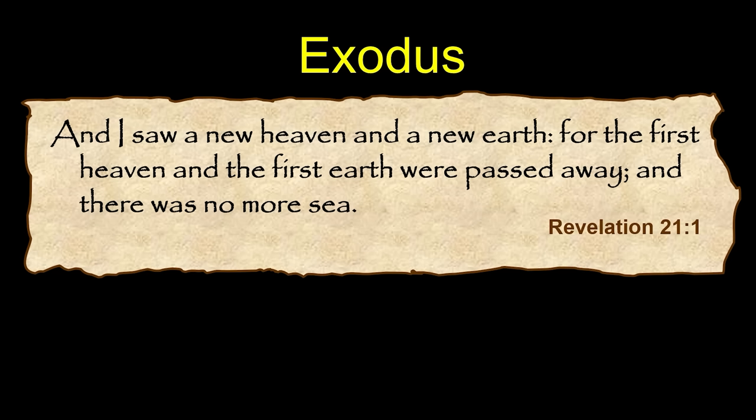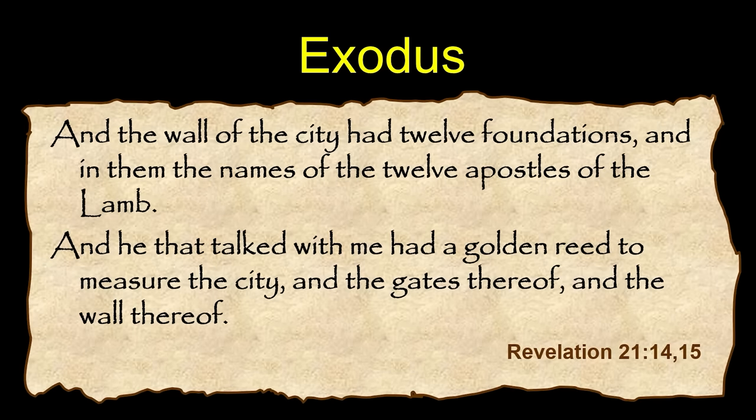Chapter 21 opens up, I saw a new heaven and a new earth, and the first heaven and the first earth were passed away, and there was no more sea, and then we see the new Jerusalem, which is a large subject we won't try to even tackle tonight, but let's pick it up about verse 14. And the wall of the city had 12 foundations, and in them the names of the 12 apostles of the Lamb. And he that talked with me had a golden rod or reed to measure the city and the gates of it and its wall.